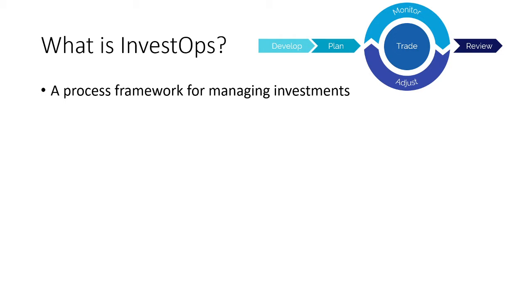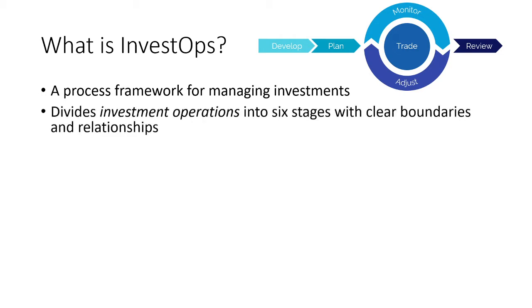It's really about taking your investment operations and dividing them up into 6 stages that have clear boundaries and relationships between them. Now, this is a very important consideration because what it means is that in these 6 stages, and you can get a preview of that in the top right corner here, the develop, plan, trade, monitor, adjust, and then finally out to review.